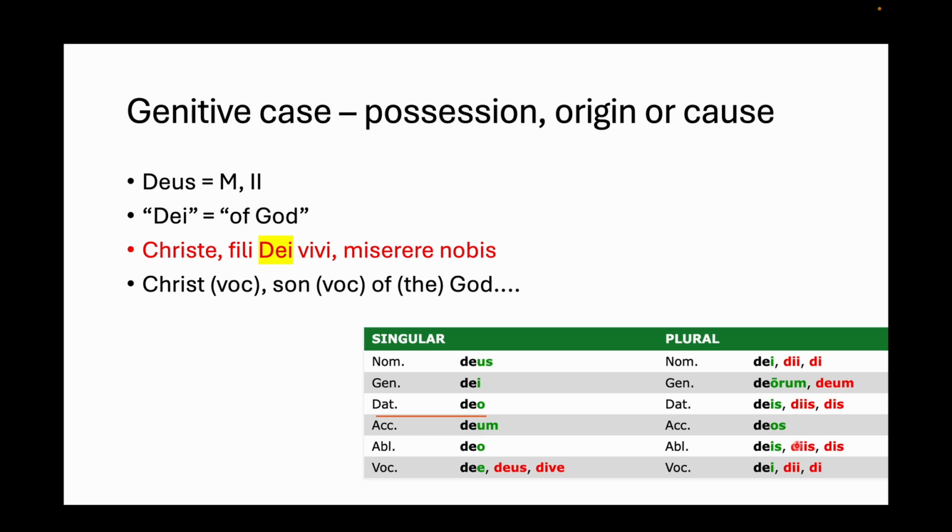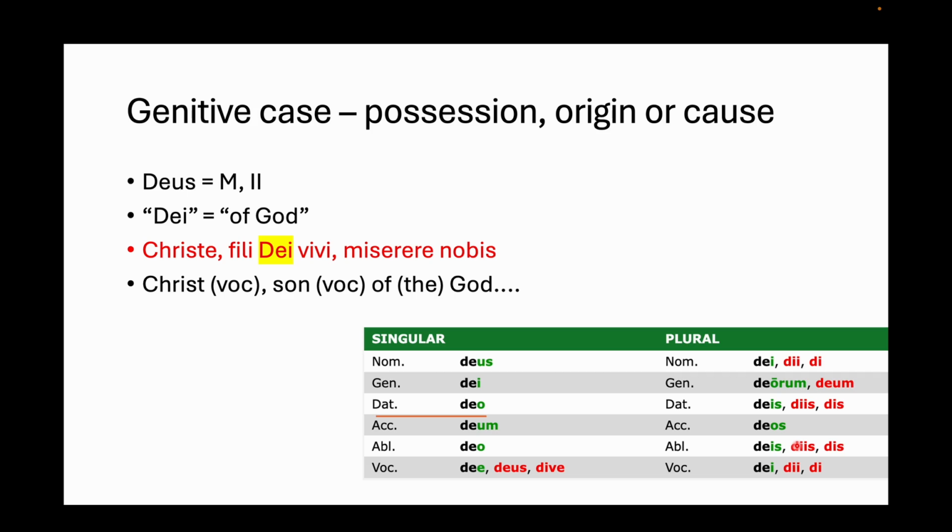All right, let's look at Dei, D-E-I, which means of God. The noun is Deus, again a second declension masculine noun, meaning God. Now, the genitive case, I always think of it as meaning possession, which it does, but it can also be used in other ways, and those other ways are to show the origin of something or the cause of something. In this case, fili Dei vivi, it's been used to show possession. So it's been used to show that Christ is God's son, okay?